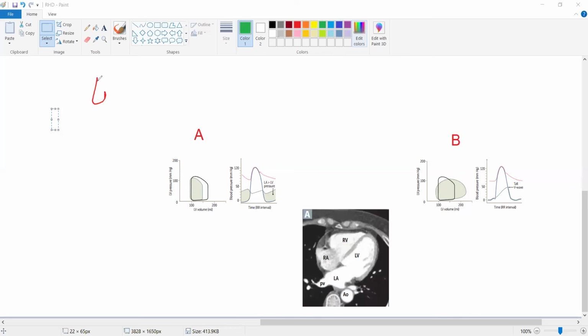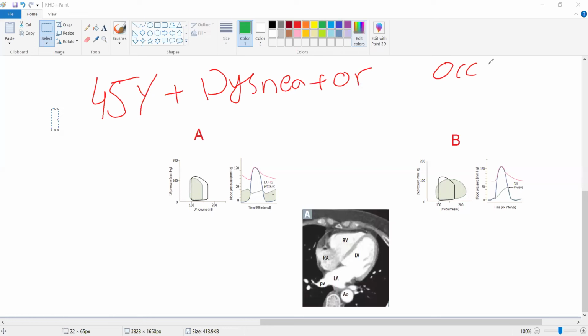So another scenario: a 45-year-old patient comes with progressive dyspnea, orthopnea, and occasional palpitation.